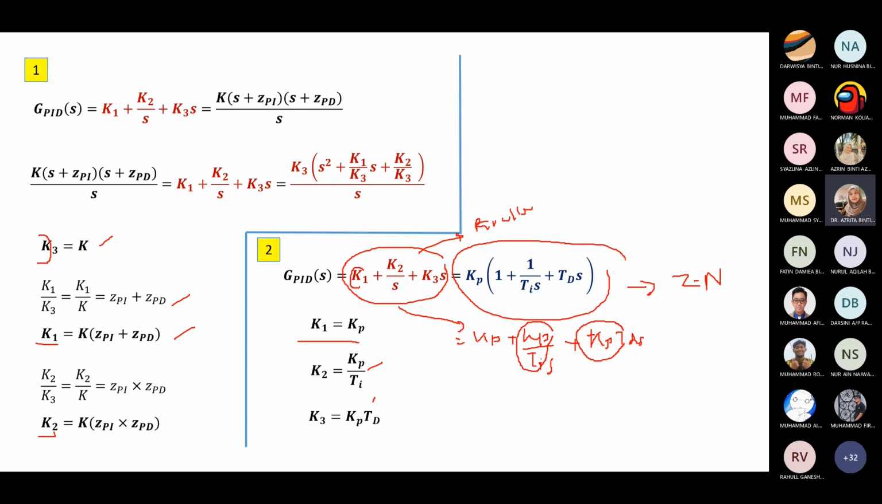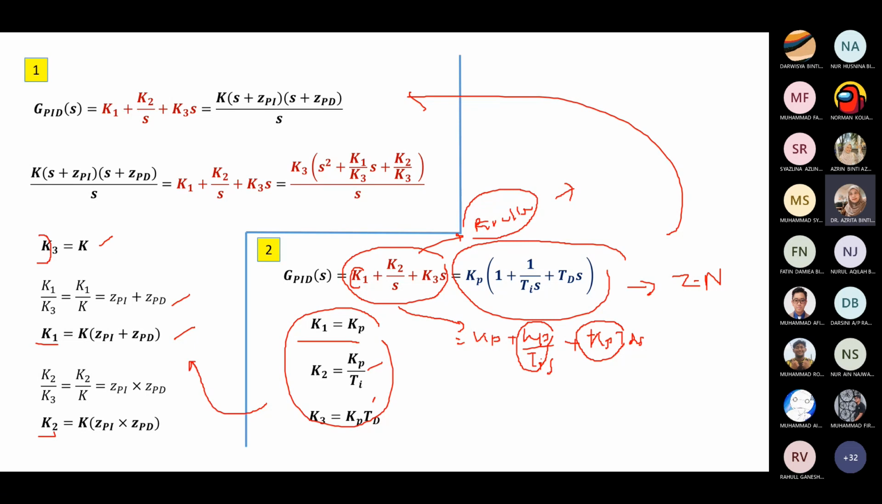So we only find the relationship between the Ziegler-Nichols and the parallel form, since the parallel form is the form of the gain K values that we use in real implementation. So no need to find the relationship with the GPID controller. But if the question asks you to find the location of ZPI and ZPD, from these values you can obtain the location of ZPI and ZPD using this relationship.